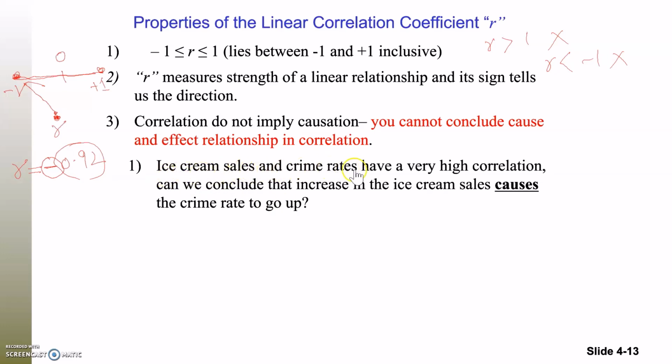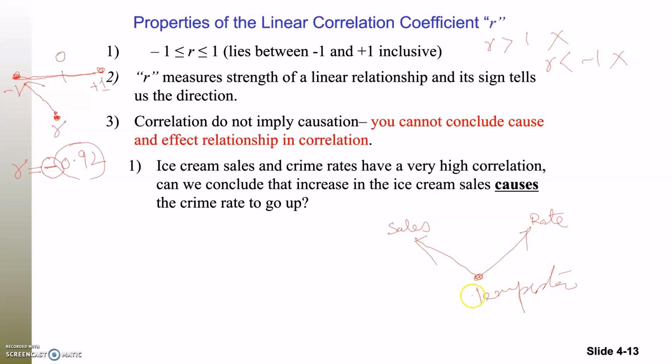Ice cream sales and the crime rate have a very strong correlation. Can we conclude that the increase in ice cream sales causes the crime rate to go up? This seems to be a very silly statement. How can an increase in the sales of ice cream cause the crime rate to go up? What actually happened is that there is a third variable. This is the sales of ice cream and this is the crime rate, right? There is a third variable, which is temperature, and that temperature causes the increase in these two variables.